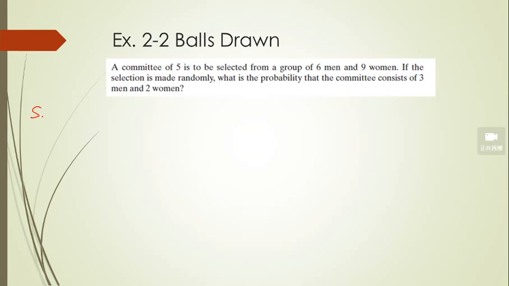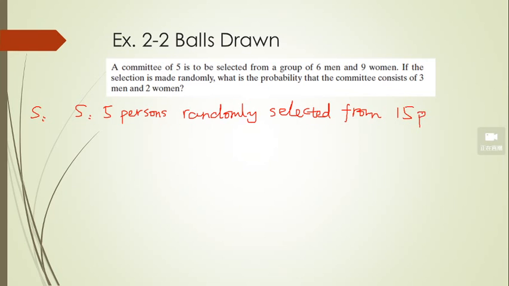So here, let's solve it. Sample space means 5 persons randomly selected from 15, right? From 15 persons. So the possible outcomes in the sample space will be 15 choose 5. And what is the event E here? Or you can call it event A. It doesn't matter. You use a different capital letter.